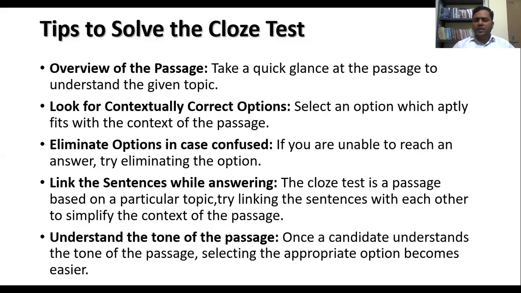The cloze test is a passage based on a particular topic. So you must try linking the sentences with each other to simplify the context of the given passage. We have already discussed the context here. Understand the tone of the passage. What will be the tone? What will be the language? It is nothing but the context again. Once a candidate understands the tone of the passage, selecting the appropriate options becomes easier.